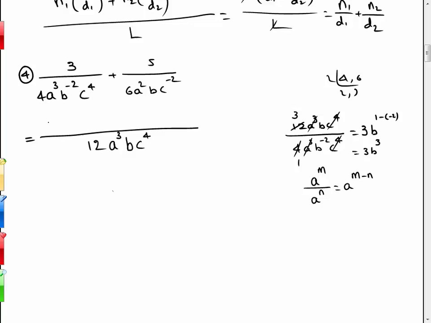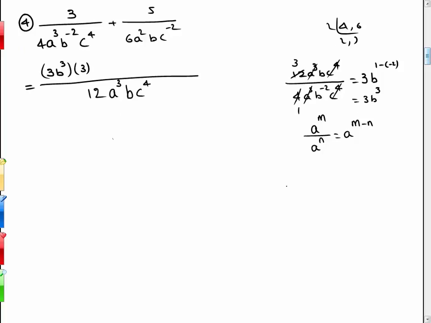Take that 3b cube and multiply by whatever is on the numerator, which happens to be 3. Right. I want you to notice the consistency of the procedure. It's the same thing that we did even when we had numbers. Okay.